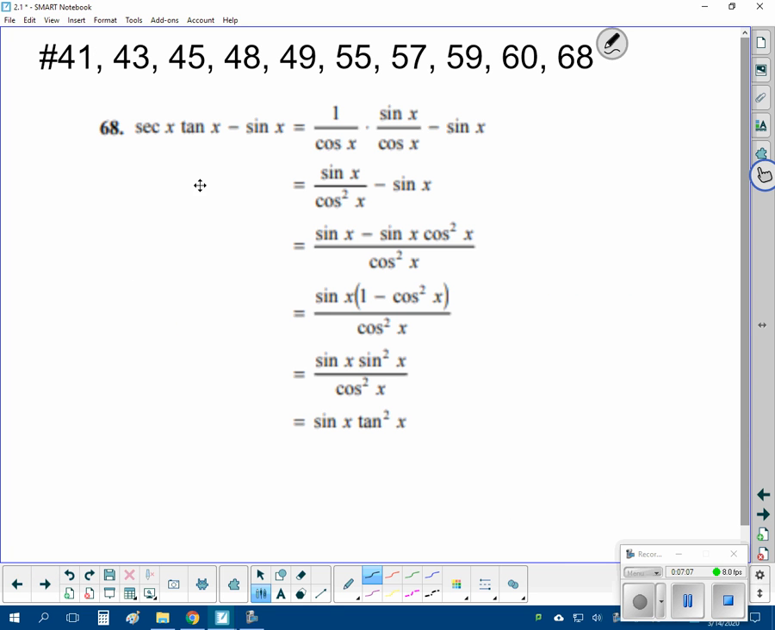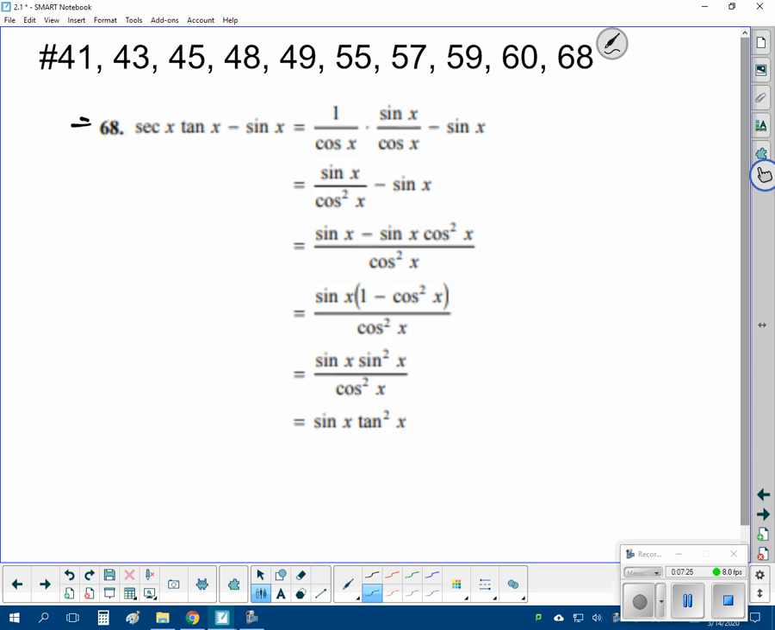All right, one more problem, 68. On this one, they went with the strategy of putting everything into sines and cosines. So secant becomes 1 over cosine. Tangent becomes sine over cosine, and you've still got your minus sign.